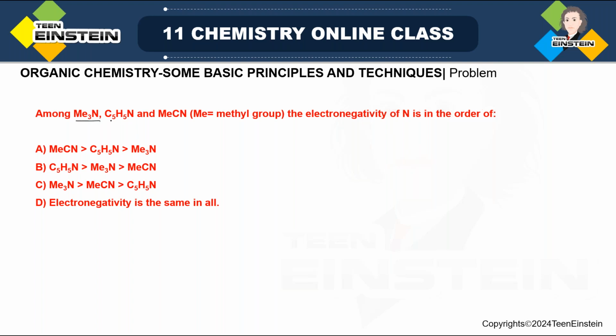Among Me3N, C5H5N, MeCN, where Me is the methyl group, we have to find the order of electronegativity of nitrogen. Now Me3N, here 3 methyl groups are attached to nitrogen.